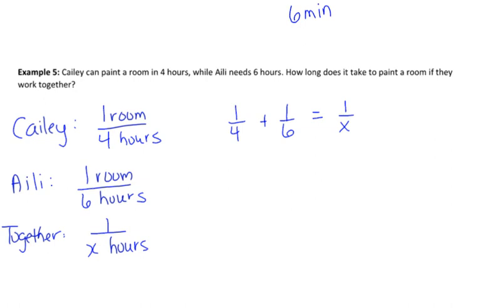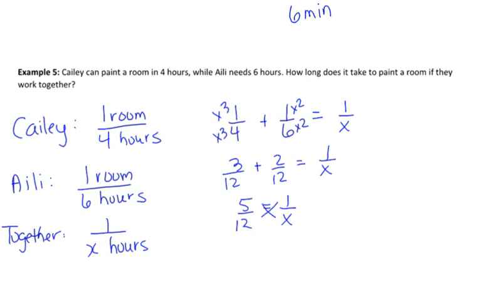In order to add fractions on the left-hand side, we need common denominators. So let's make it 12. Multiply this by 3, by 2. So I have 3 over 12 plus 2 over 12, which is 5 over 12, equals 1 over X. Cross multiply here. 5x equals 12. Divide by 5. X equals 12 over 5, or 2.4 hours.